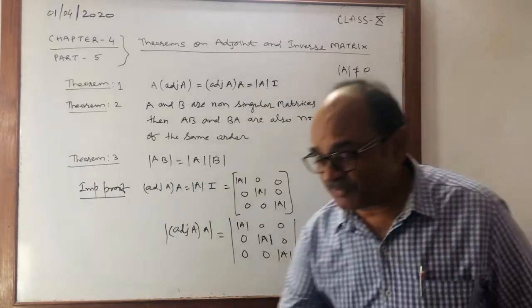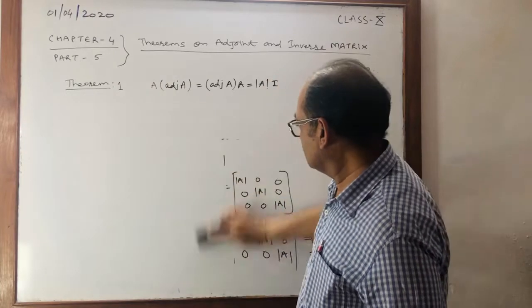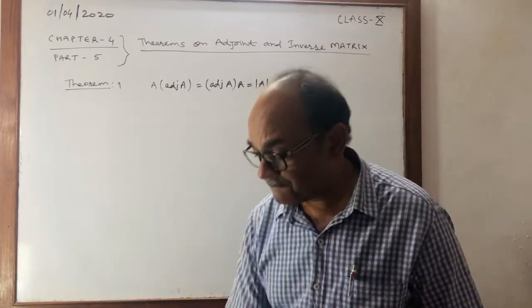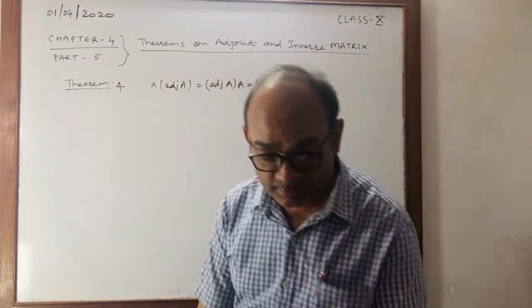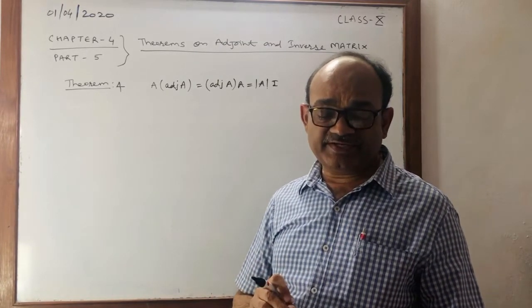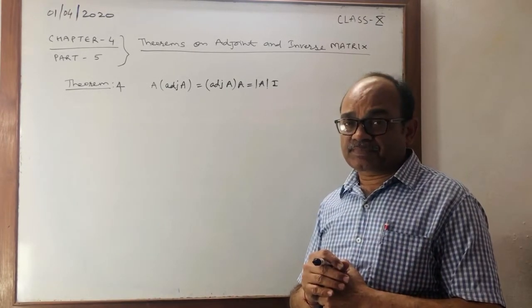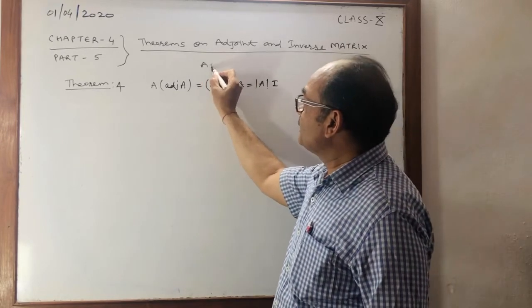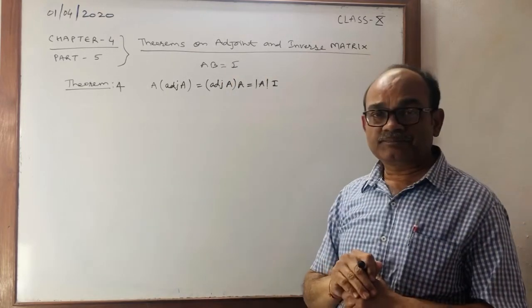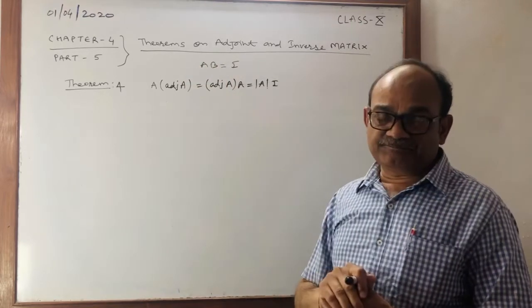Now the next and final, 4th theorem. Theorem number 4: a square matrix A is invertible if and only if A is non-singular. How do we get the inverse? Suppose A and B are two square matrices and their product equals I. We want to prove that A is the inverse of B or B is the inverse of A.